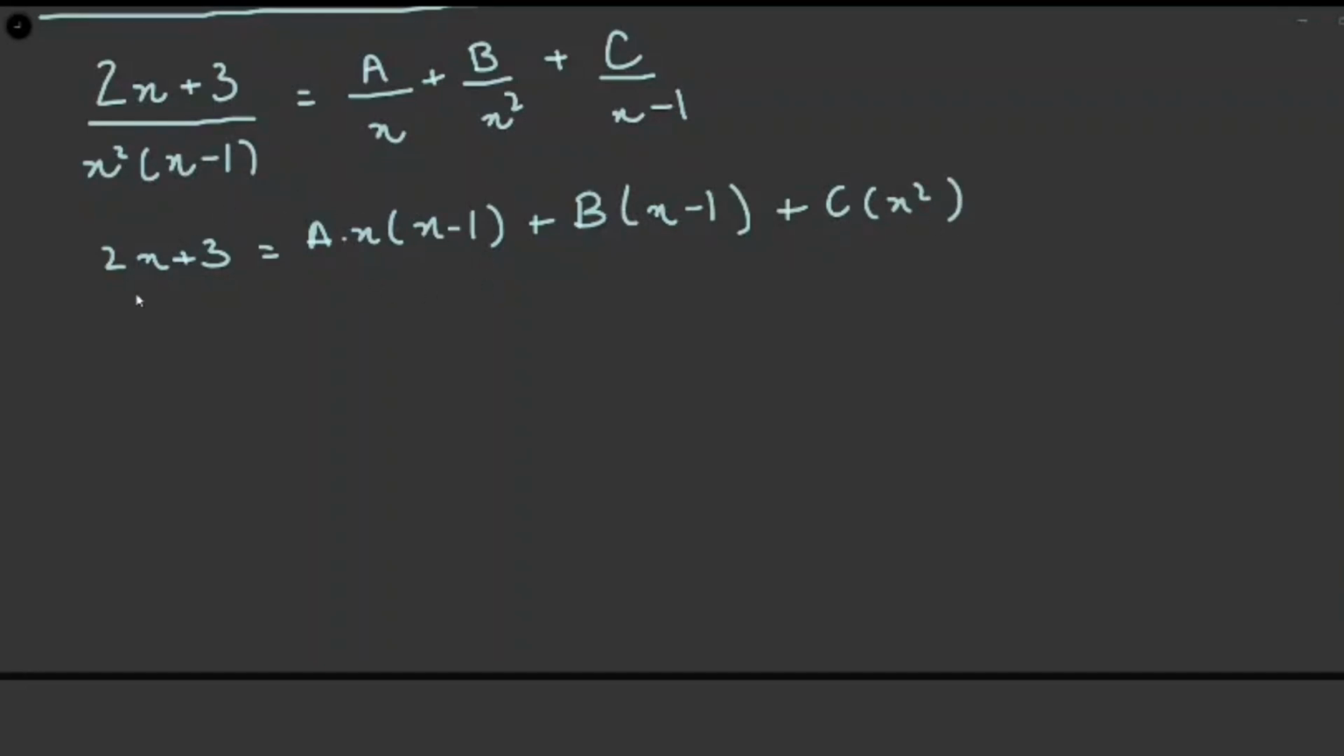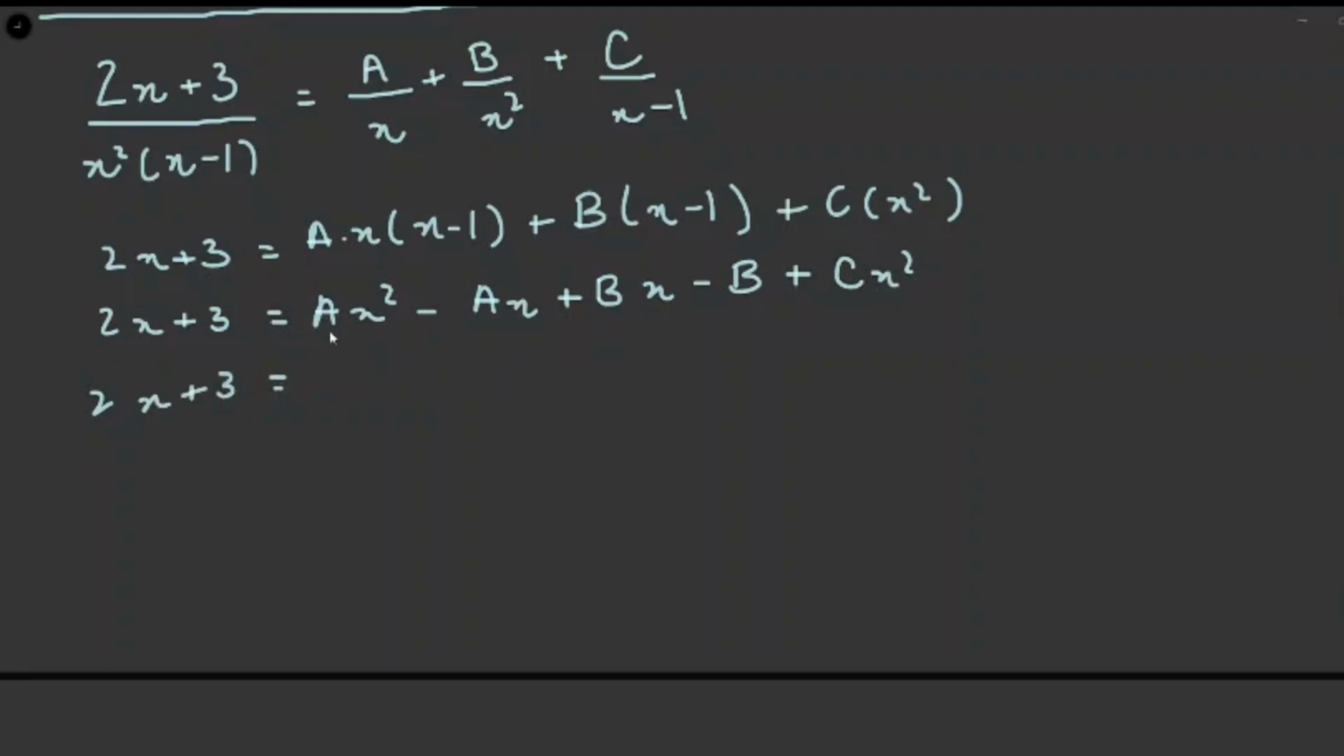Now open the brackets and solve the right hand side. You'd get ax squared minus ax plus bx minus b plus cx squared. Now we need to separate out different powers. So we take the highest power first. For the highest power we have ax squared and cx squared. So we will write this as a plus c x squared.